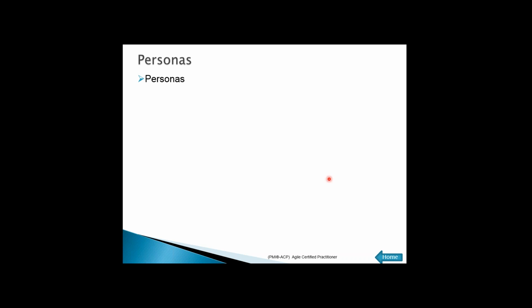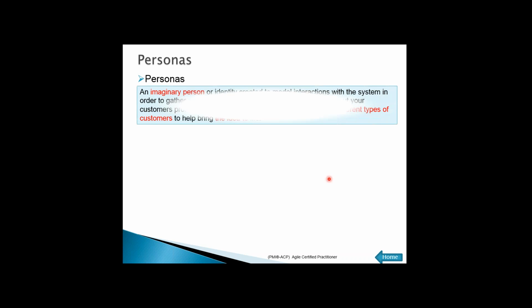All right. Next comes personas. Personas are also good in order to identify the requirements. Who is a persona? A persona is an imaginary person, or an identity created to model the interactions with the system.